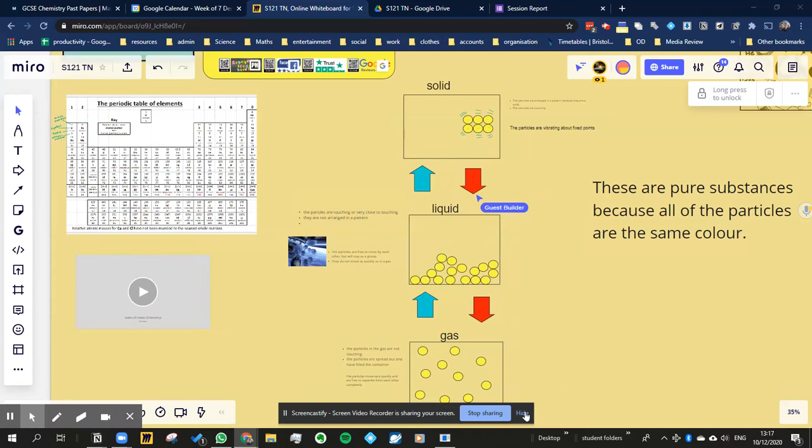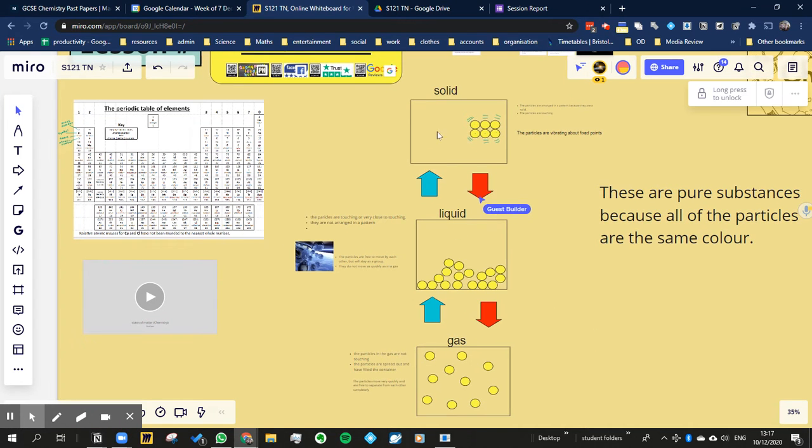So we have these three different states of matter: solid, liquid, and gas. And we've talked about how the atoms are arranged in each one, and also how they behave in each one. So in a solid, they vibrate around fixed points. They're touching, they're in a pattern.